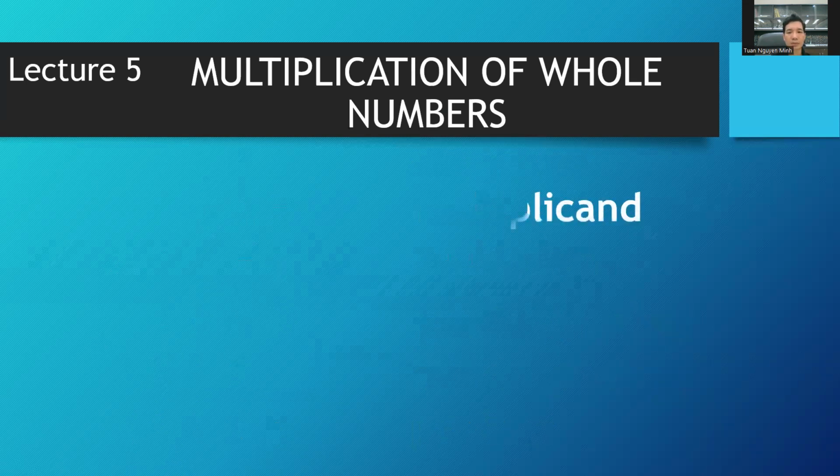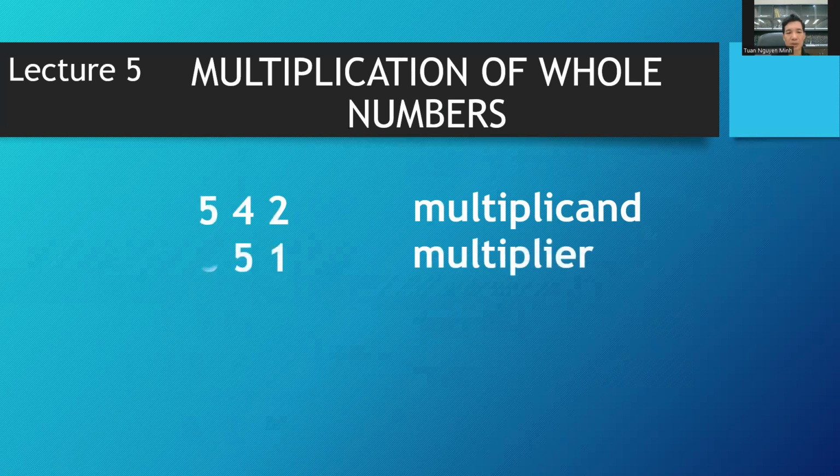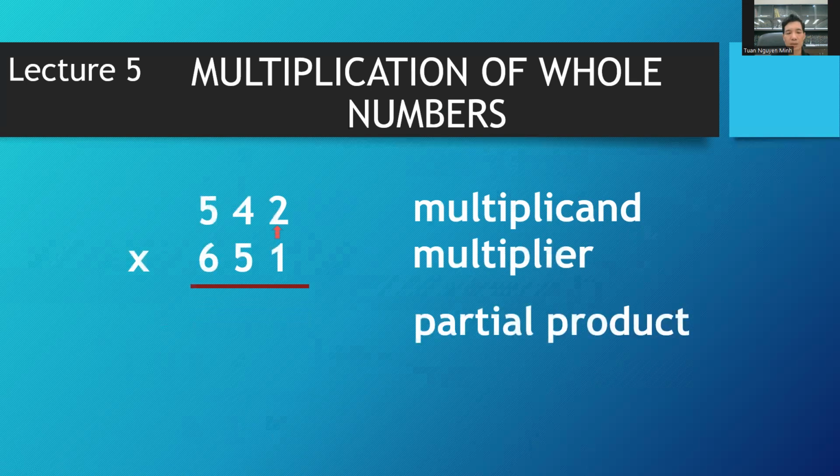Okay, let's come to the next example. The multiplicand is 542 and the multiplier is 651. So you will calculate from the right to the left, from the first digit of the multiplier. First step, you need to find the partial product. 1 by 2, so you got 2. 1 by 4, you got 4. 1 by 5, you got 5.